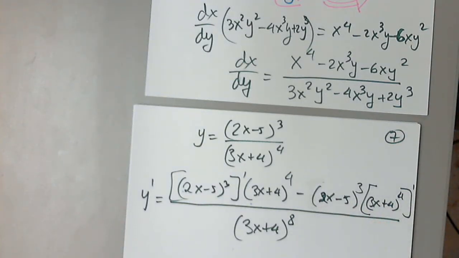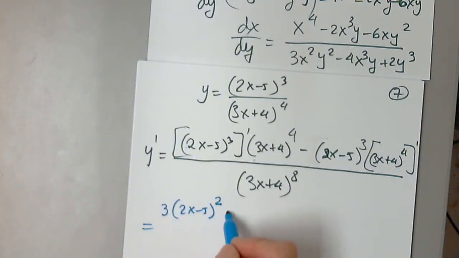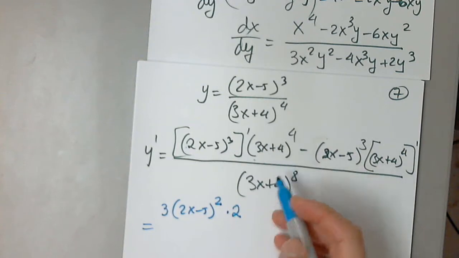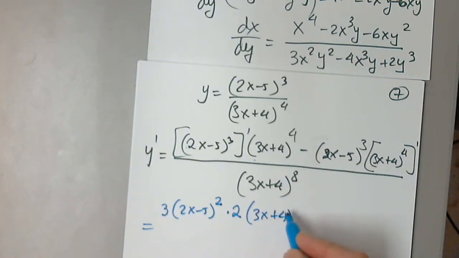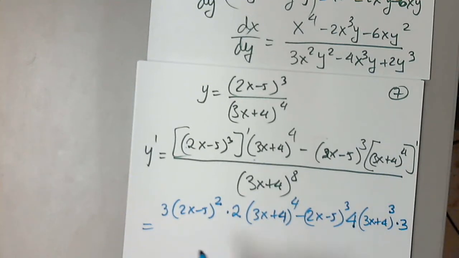Okay, so now I apply the chain rule here and the chain rule here. Bring down the power, subtract 1 from the power, and multiply by the inner function prime. So 1, 2, 3 pieces come from here. Then I multiply by 3x plus 4 to the 4th. And then minus 2x minus 5 to the 3rd. I bring down the power, I subtract 1 from the power, and I multiply by the inner function prime.